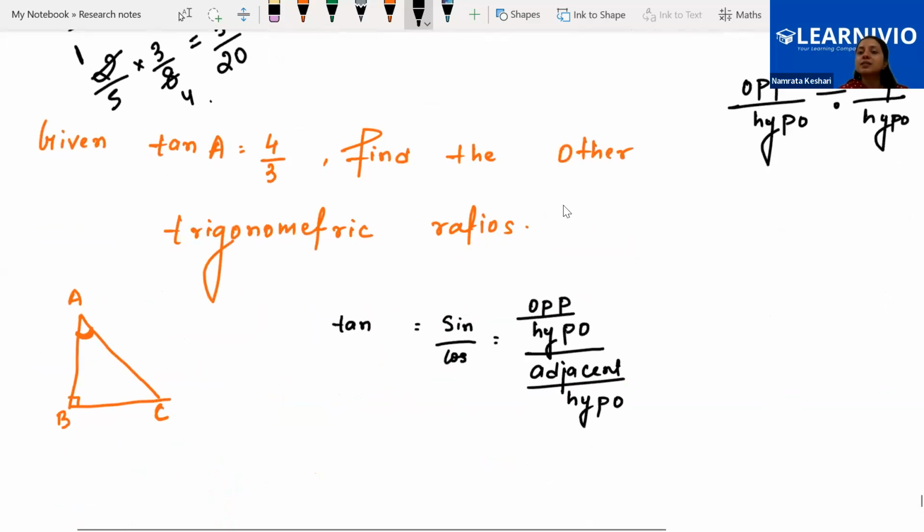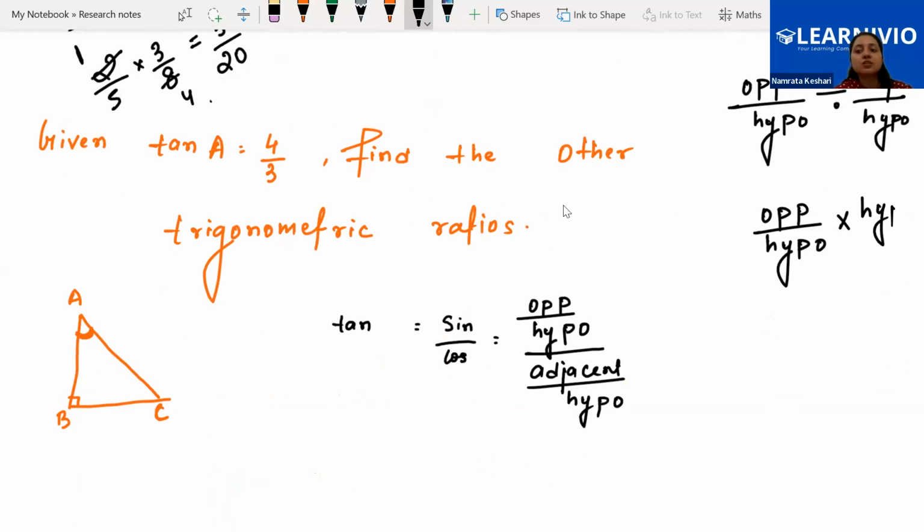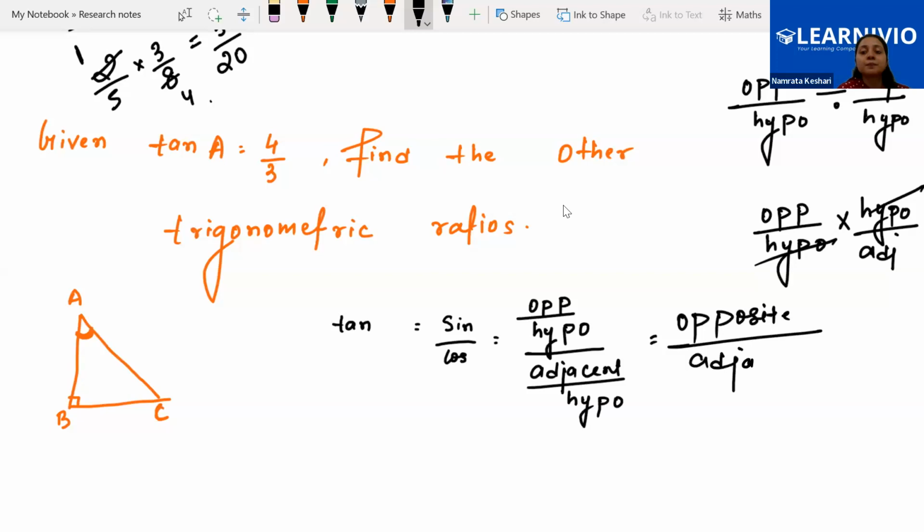Similarly, if we use the same concept over here, that means opposite over hypotenuse, this division sign will be a multiplication sign, and the other one we have to take the reciprocal. We are bound to take the reciprocal, so that will be hypotenuse over adjacent. Yes or no? Yes, ma'am. Hypotenuse gone, and the tan formula we got is opposite over adjacent. Are you able to recall that the formula for tan is opposite side by adjacent side? Yes. Okay, this is the formula for tan.